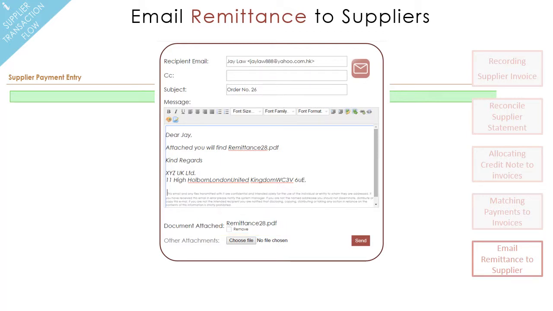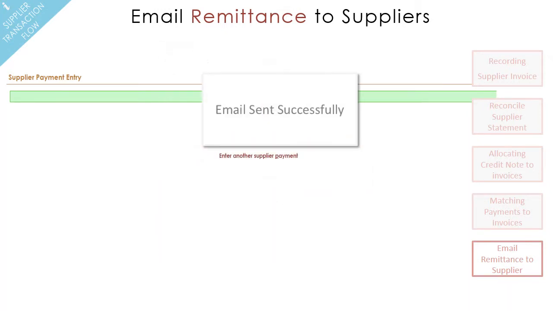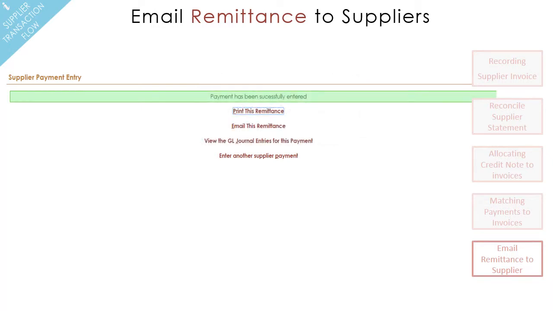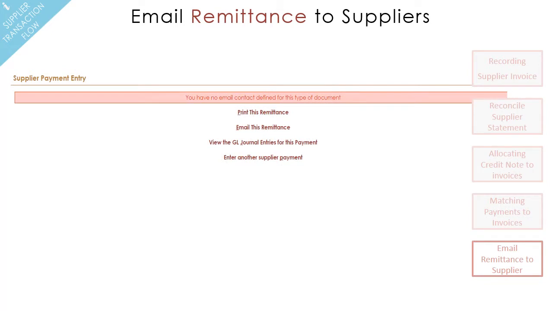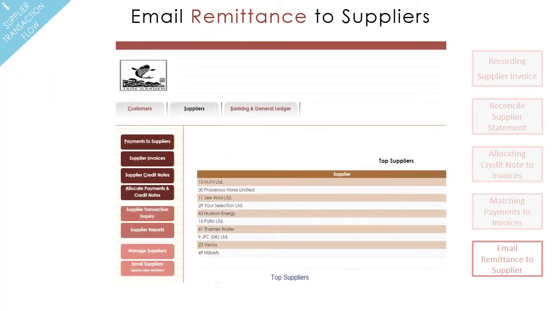And finally, clicking on Send will send the email and the remittance statement to the particular supplier. A confirmation will be displayed once the remittance has been emailed successfully to the supplier. If the email wasn't sent, it usually means that an email address is not registered for this particular supplier. So please ensure an email address is allocated to each supplier. This can be done via the Manage Suppliers section present in the Suppliers menu.